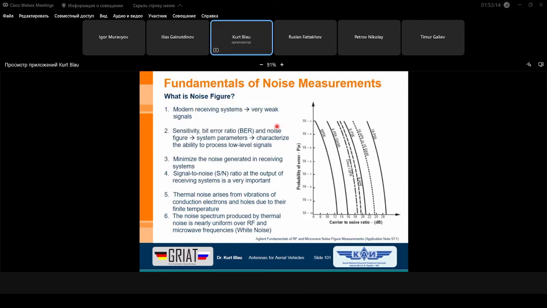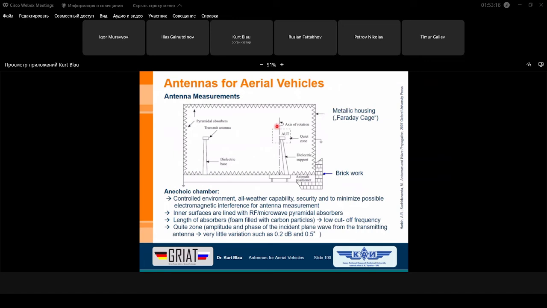Okay, this was the last slide regarding the antenna measurements, and it was only more or less an overview, and I hope you could understand a little bit what the problems or the results of these antenna measurements are.